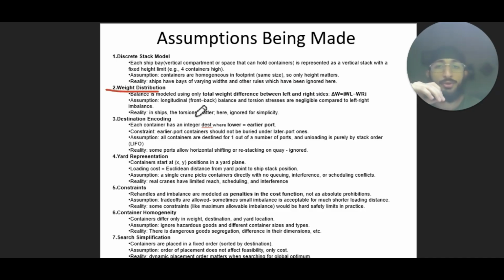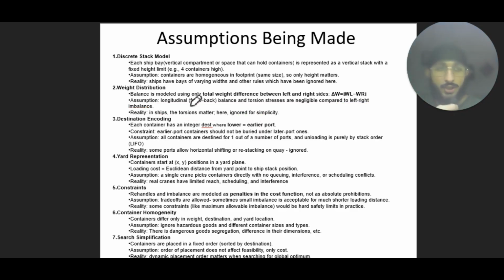Then second is the weight distribution. The balance is modeled only using the total weight difference between the left and right sides of the ship. That is, delta W is equal to left weight minus right weight, right? And the absolute difference between them. The assumption here is that longitudinal, that is front-back balance, and torsion stresses are negligible compared to the left-right imbalance. But in reality, in ships, the torsions do matter. Here we have ignored them for simplicity.